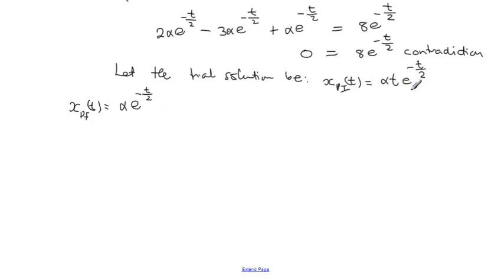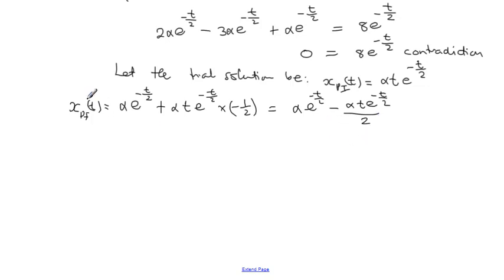Having differentiated the function, let's say y is equal to t plus alpha t e to the power minus t over 2, multiplied by minus half, which gives us alpha e to the power minus t over 2 minus alpha t e to the power minus t over 2 all over 2. That will be our first derivative.